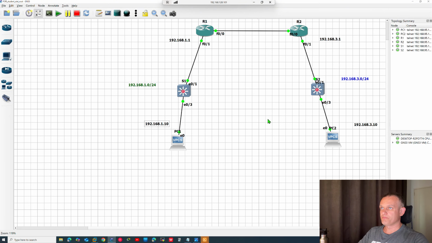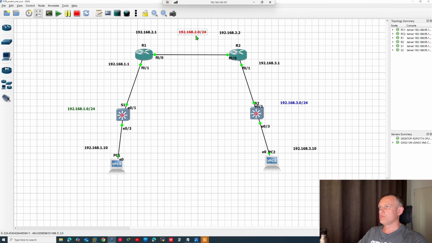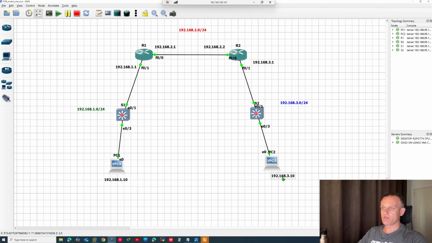Let me make it bigger to see it better. Between the routers we have this network. This is the IP address for this interface, this one for that interface. Here we have this IP address, for the PC the IP address, just the network, and the default gateway for the PC. Now, first of all, I am going to configure all these interfaces, and then we will do some pings, and after this we will configure the IP static route.